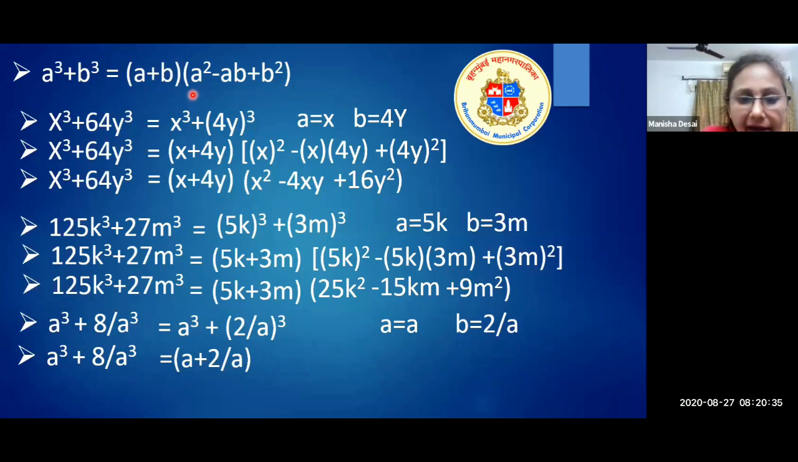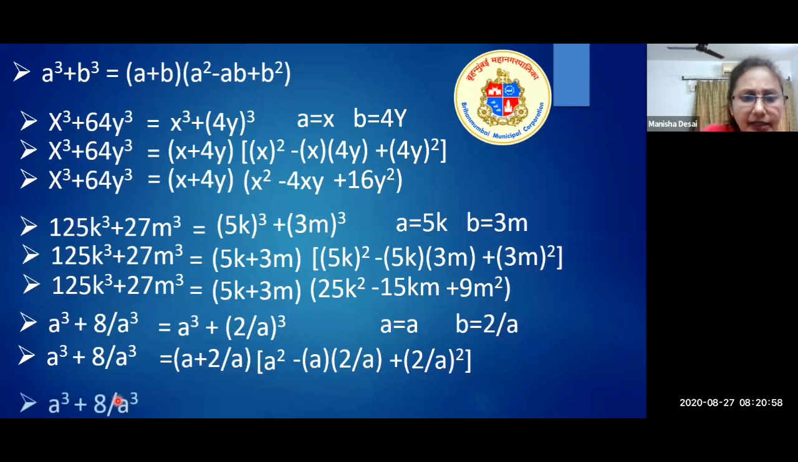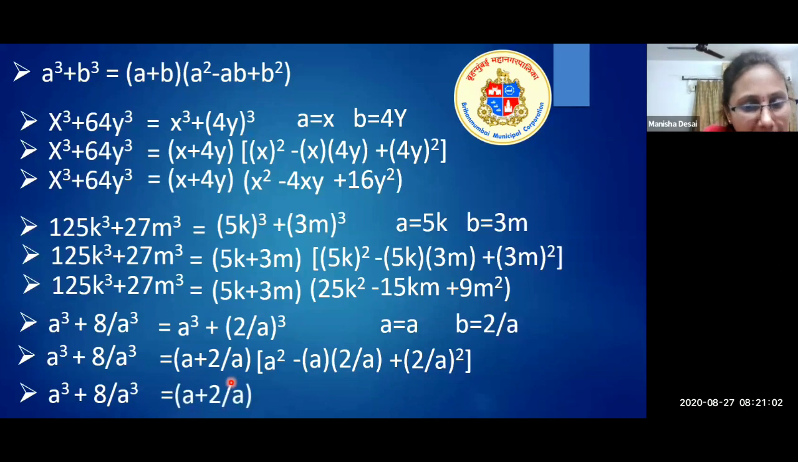Next, a square will remain a square, minus ab. Minus ab is minus a into bracket 2 upon a, plus b square, which will be plus 2 upon a the whole square. Now, this a plus 2 upon a will remain as it is. We are going to copy it as it is.